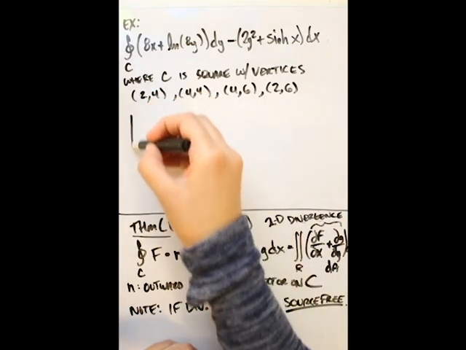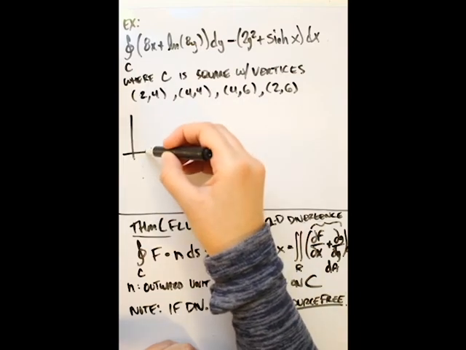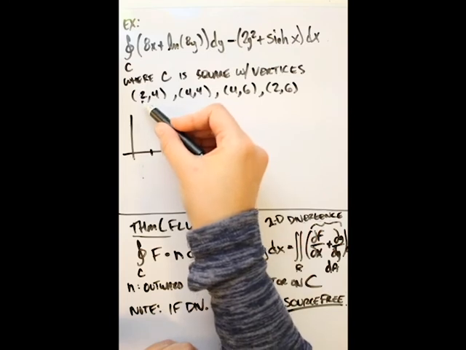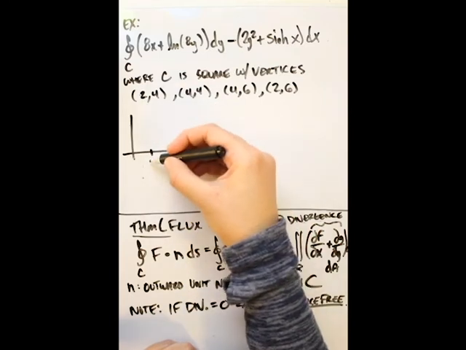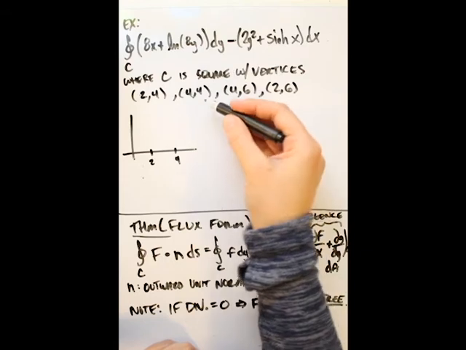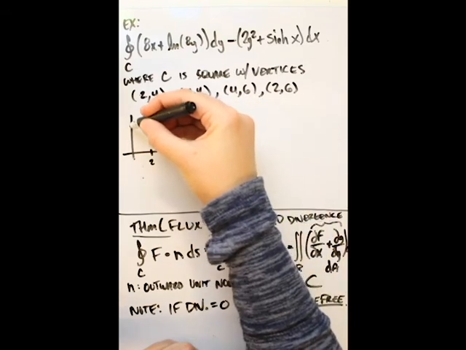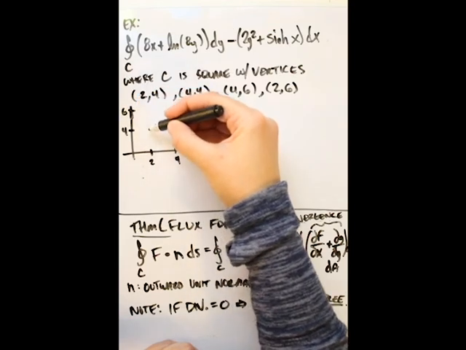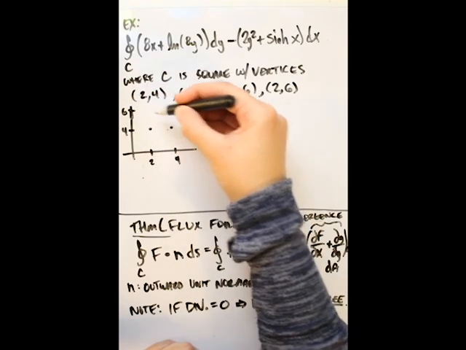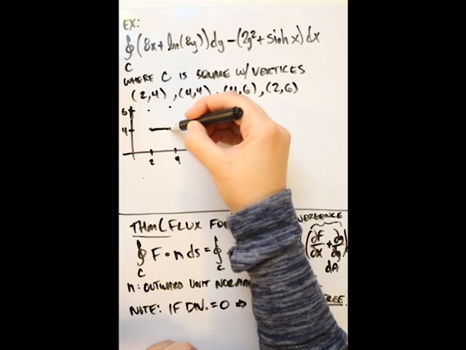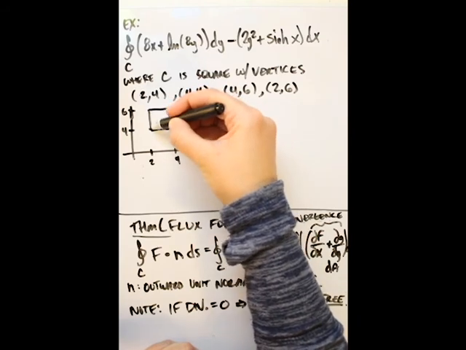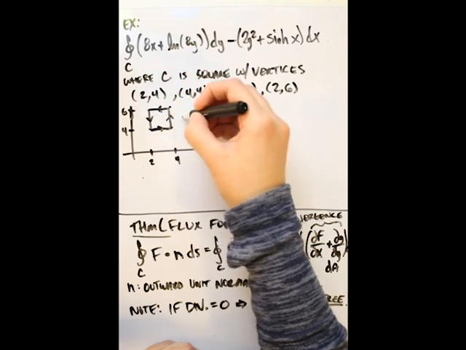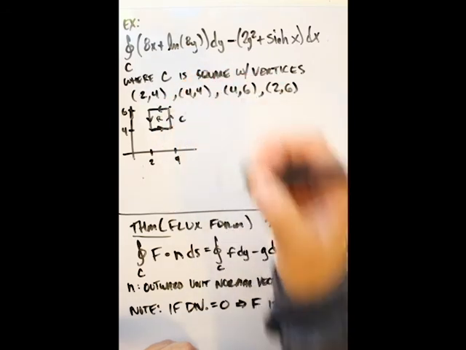So let's actually just draw this curve C real quick. Our x ranges from 2 to 4, so let's call this 2 and this 4, and our y's range from 4 to 6, so we'll go a little bit higher here, 4 to 6. It's a square formed by these 4 vertices, and it's assumed to be oriented counterclockwise. Okay, so this is C, and it encloses this region R.